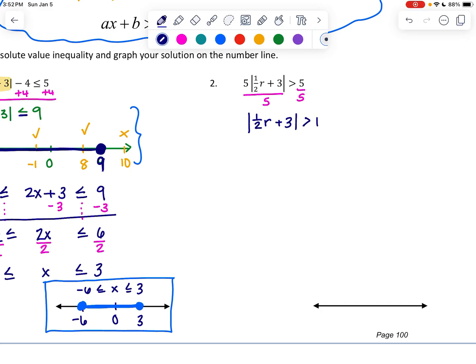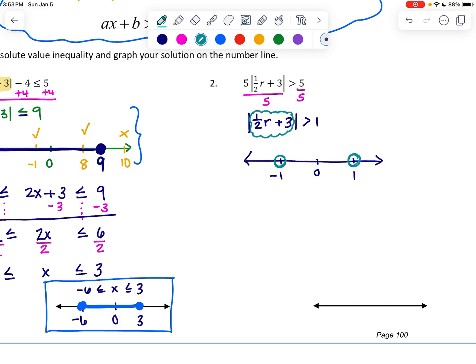So what we have here is 1/2 r plus 3 is more than 1 space away from 0. So if we put this on our number line, we'll start with this part. One space away from 0 is -1 and +1. We have greater than one space away, not greater than or equal to. So that means I am looking for open circles here. Open, open.